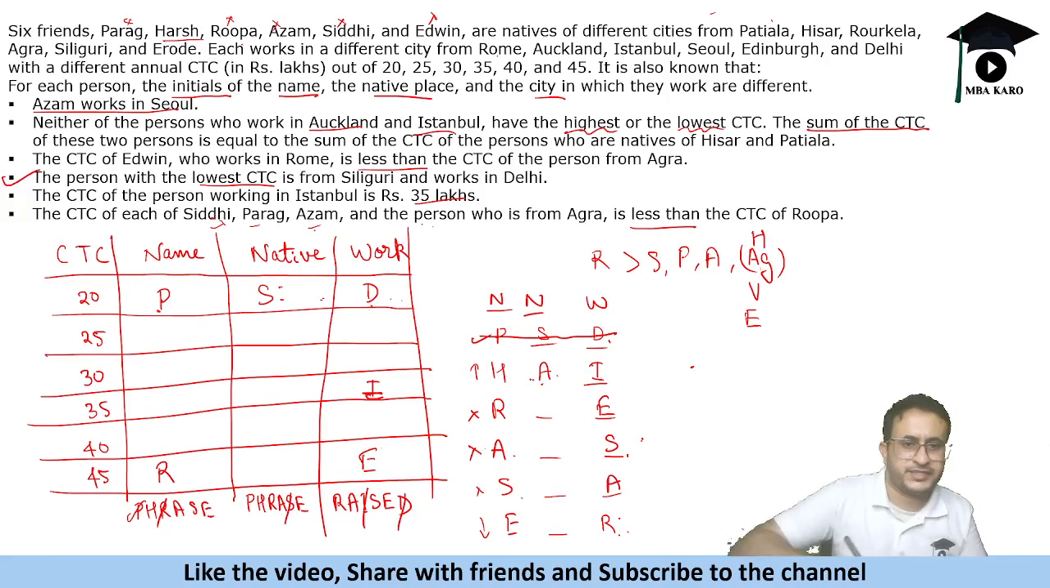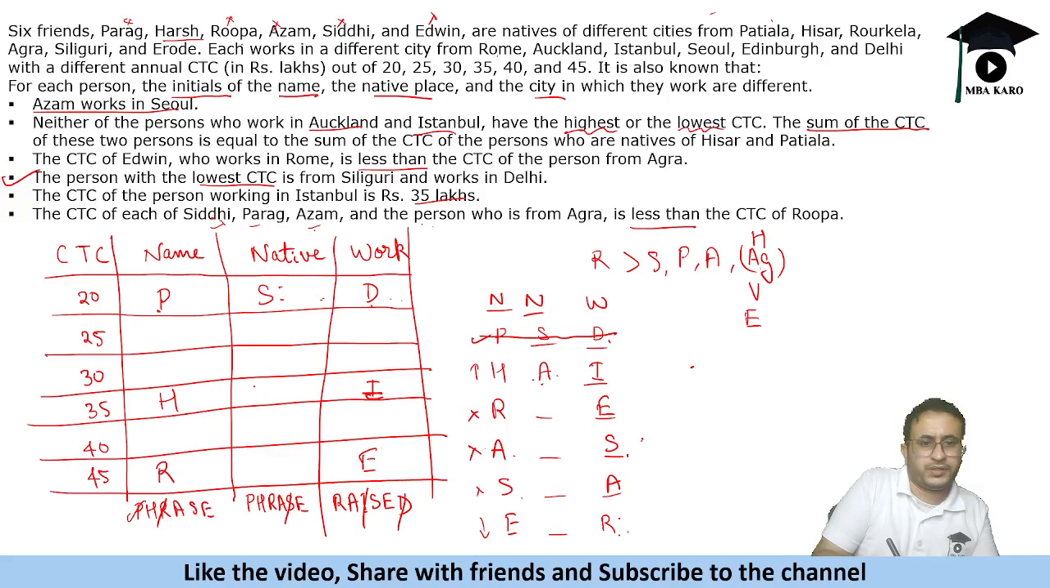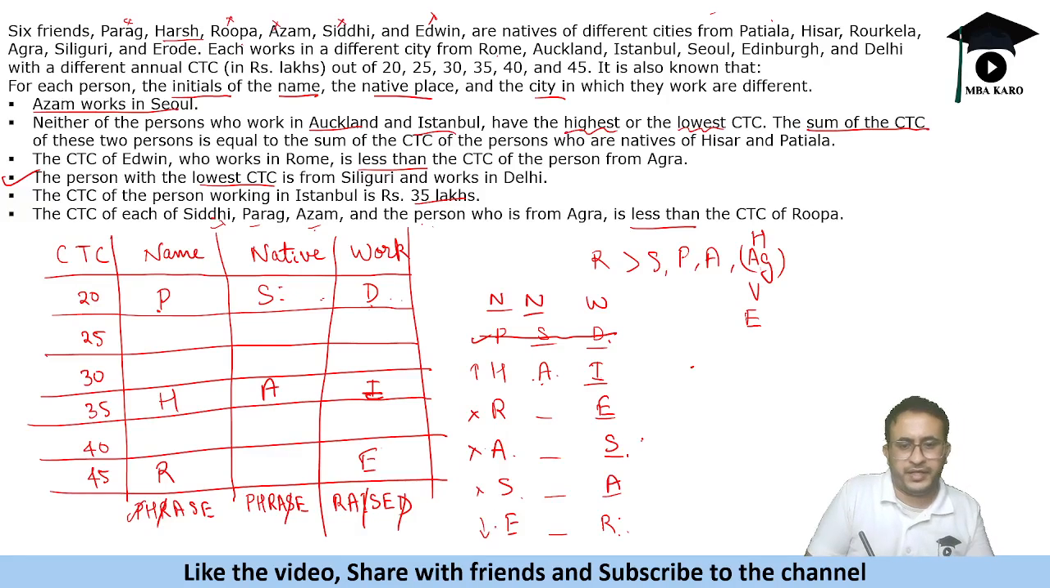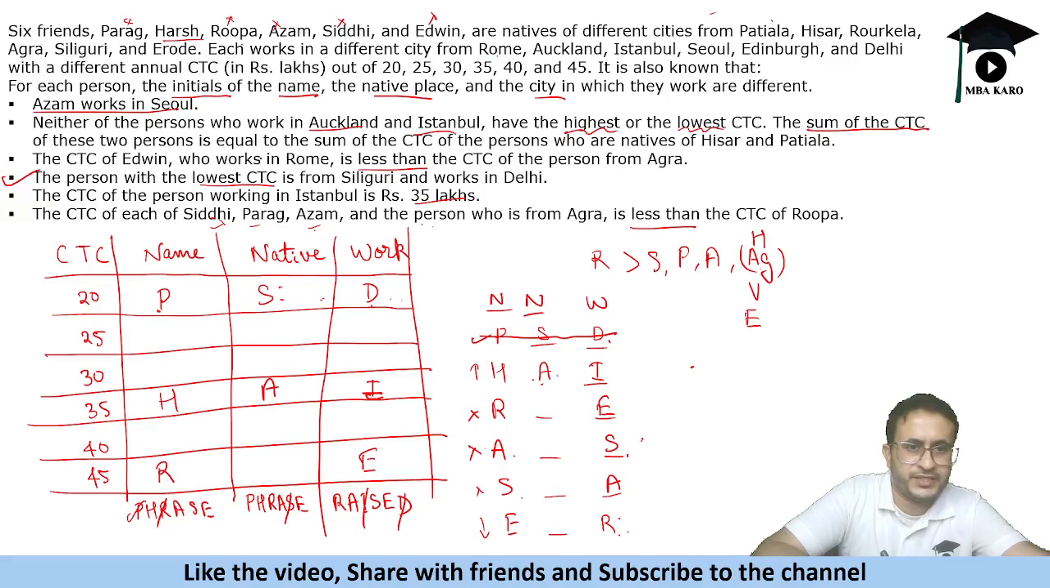Now we can put HAI. Now Edwin has lesser CTC, so the CTC of Edwin who works in Rome is less than the CTC of the person from Agra. So Edwin can be one out of these 25 or 30. Okay, so Edwin will not come here.